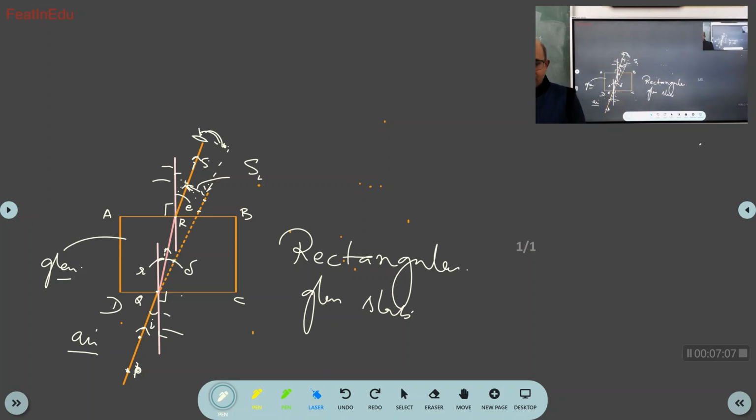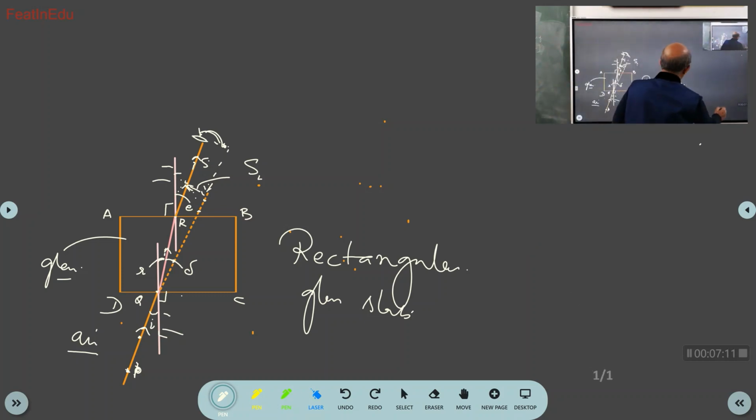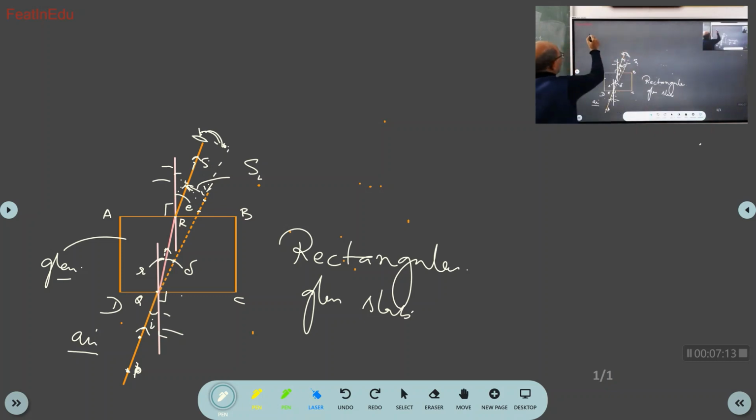Now, what you have seen through the experiment is that the angle of incidence is equal to the angle of emergence, and the angle of refraction is less than the angle of incidence in this case. Correct? Yes. Now see, this angle is r.